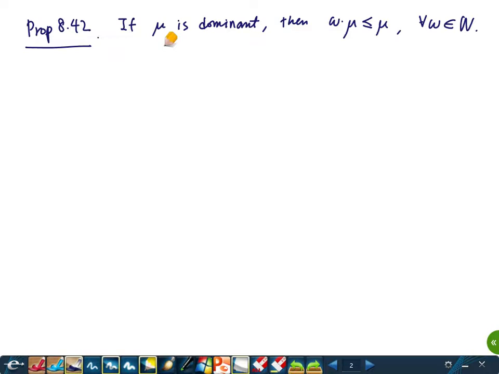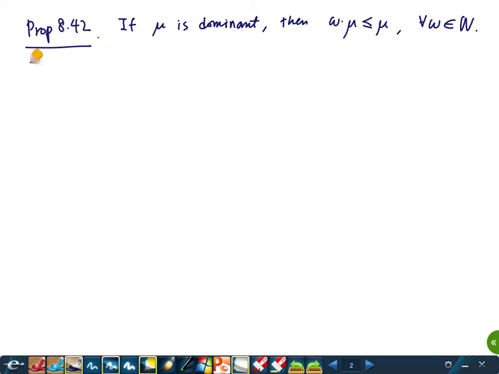So dominant means it is in the closure of the fundamental Weyl chamber, or in other words, if you take the inner product with any simple root, then it's non-negative. So if this is dominant, then we define this partial order on root systems. If you apply a Weyl group element, it will only get smaller or lower.